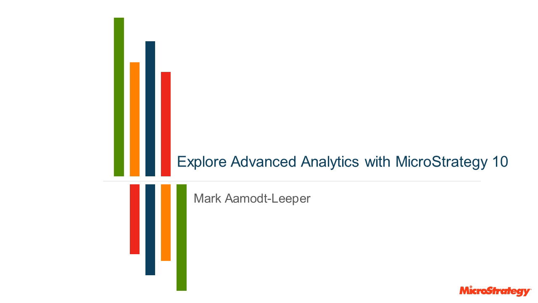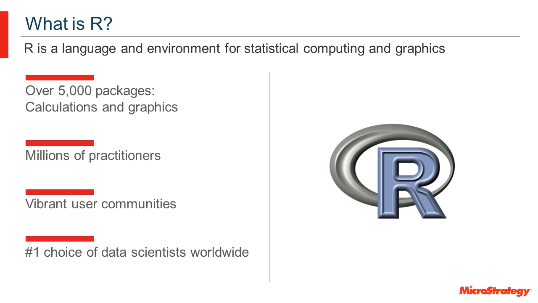So what is R? R is a language and environment for statistical computing and graphics. It's the number one choice for data scientists. It currently has over 500 packages, and there are literally millions of practitioners. There's a vibrant user community around the R package, otherwise known as the R project.